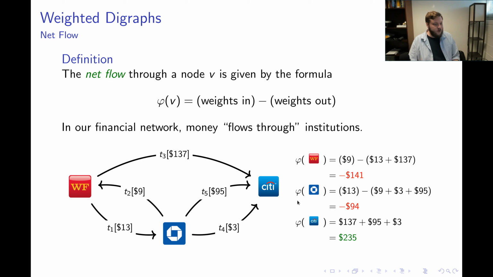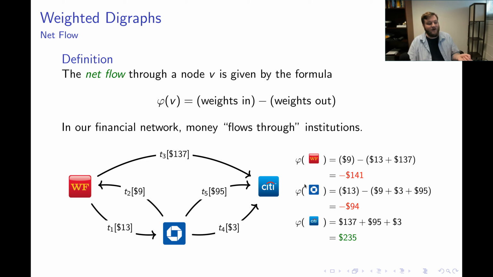If I go to Chase Bank here, Chase Bank only has one arrow pointing to it. We get a plus 13 here, but it has three arrows pointing away, and those weights are 9, 3, and 95. If I take 13 and then subtract off the quantity 9 plus 3 plus 95, what I end up with is negative 94.